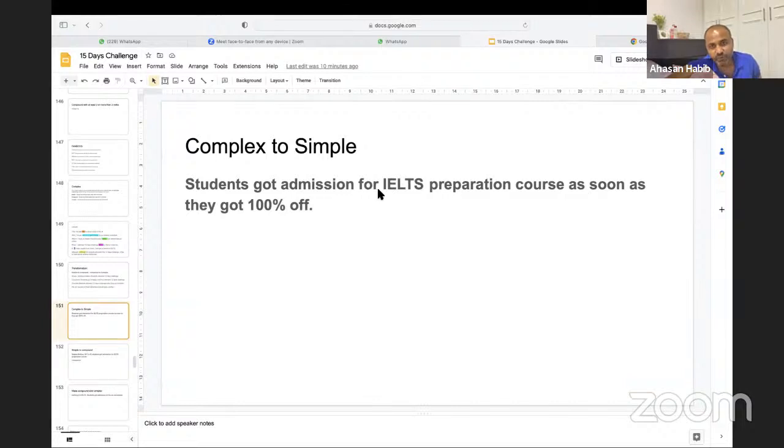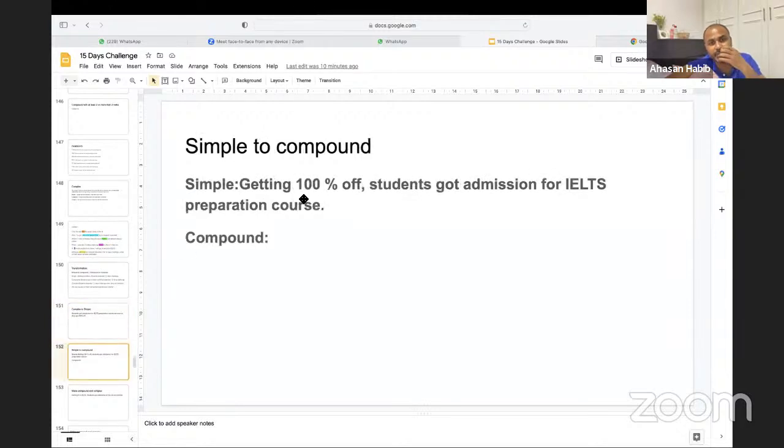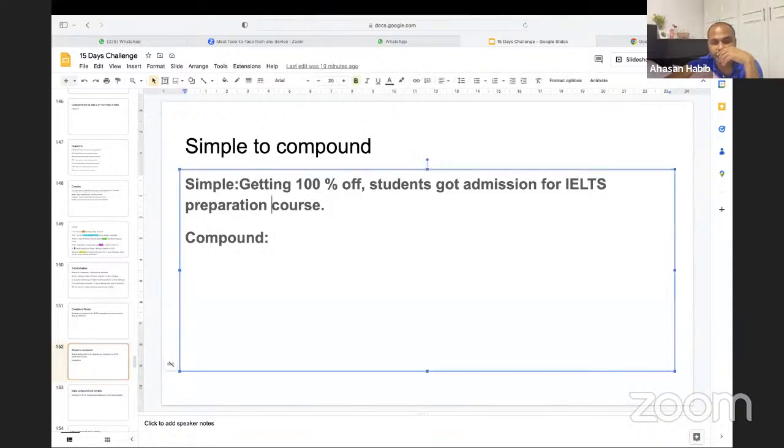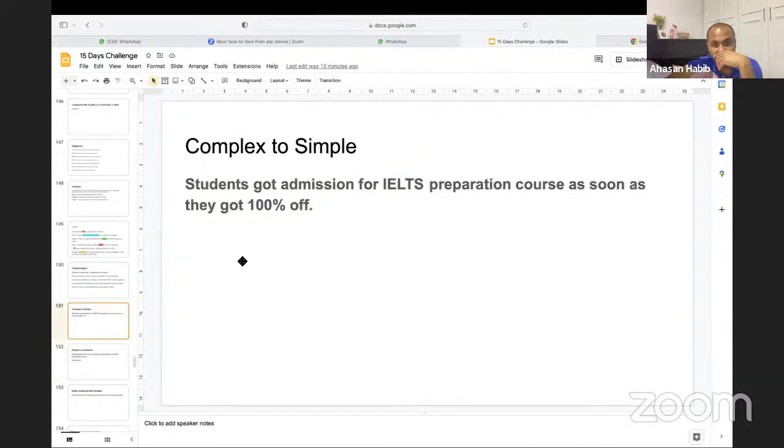Students got admission for IELTS preparation course as soon as they got 100% off. So why students got admission? Because they got 100% off. So we can say getting 100% off, students got admission for IELTS preparation course.